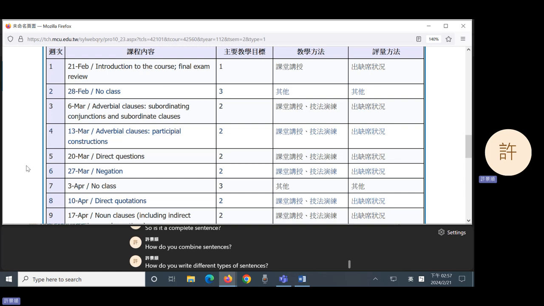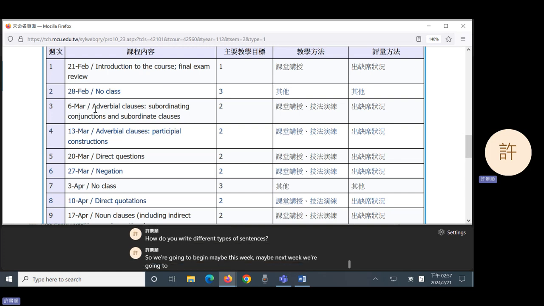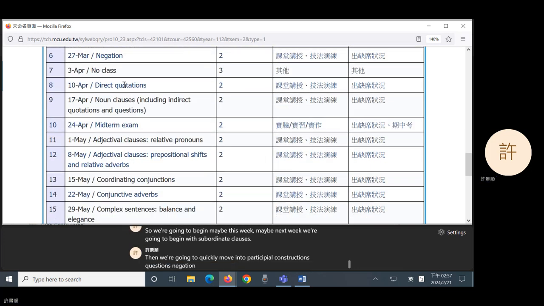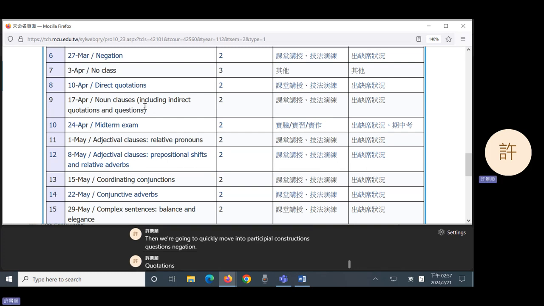So we're going to begin, maybe this week, maybe next week, with subordinate clauses. Then we're going to quickly move into participial constructions, questions, negation, quotations, and noun clauses. And then we'll hit the midterm exam on week 10.